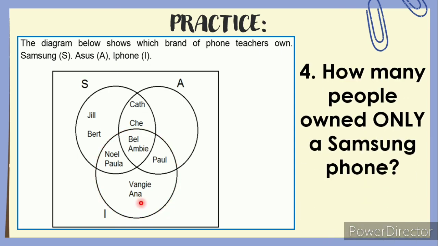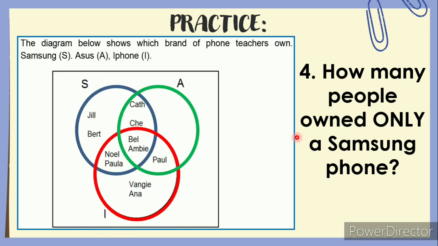Next, number 4. How many people owned only Samsung phone? So look at this region. We only have Jill and Bert. So we have 2.